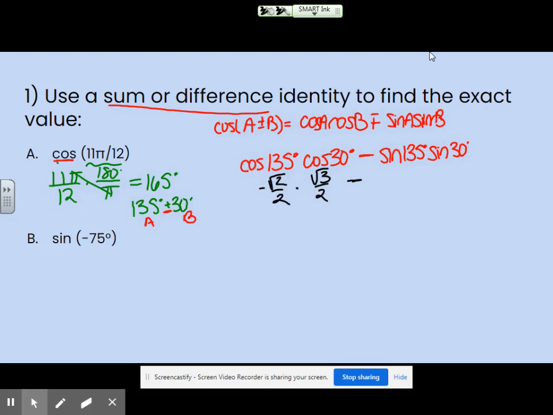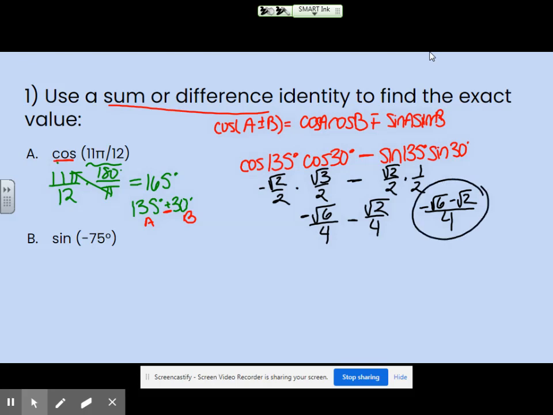That minus sign tags along for the ride. Sine of 135 is going to be radical 2 over 2. And the sine of 30 is 1/2. From here, I get to multiply and combine. So negative radical 2 times radical 3 is going to be a negative radical 6 over 4. And multiplying my other fraction, I'm going to have radical 2 over 4. I want to combine my two fractions, and I see that they already have common denominators. So I have negative radical 6 minus radical 2 all over 4 for the exact value of cosine of 11 pi over 12.